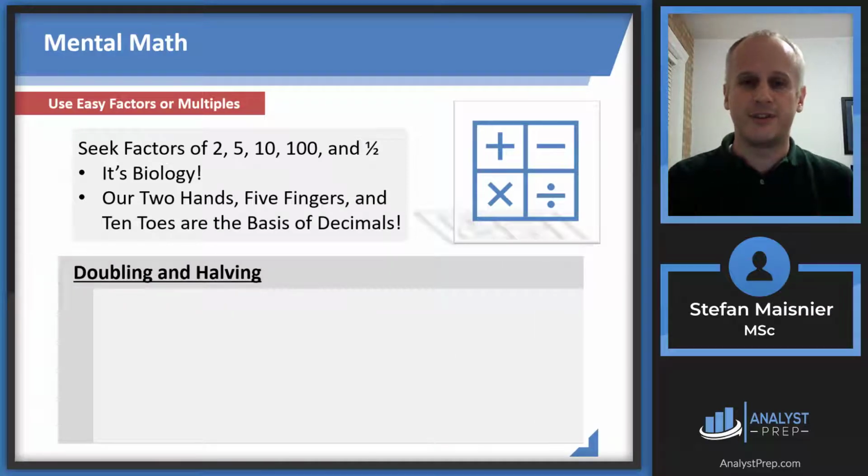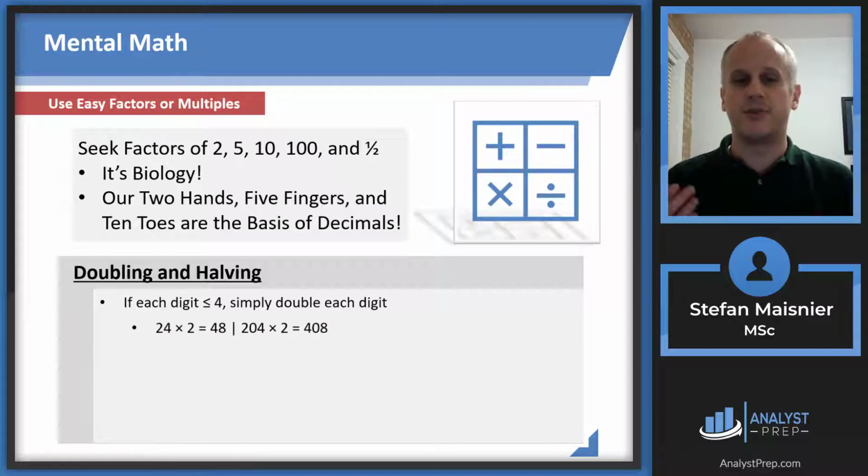So one of the first skills that you'll want to build for yourself is the ability to double and halve numbers quickly. If each digit in any number is less than or equal to 4, you'll simply double each digit. So if we're looking at, say, 24 times 2, we just double that 2 to a 4, and that 4 to an 8, and we get 48.